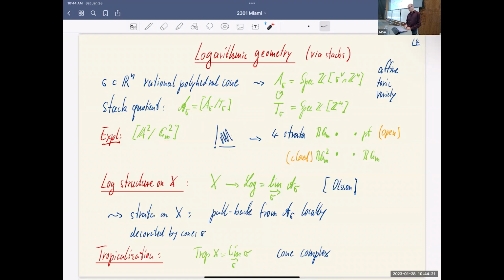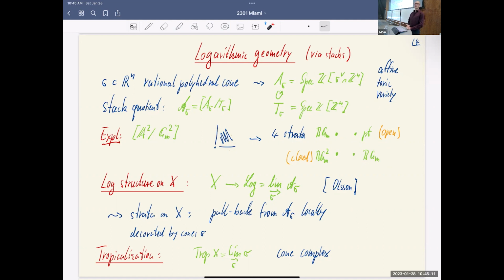So if you take A2 mod Gm squared, what you see is there's one big stratum, the open stratum, the torus, that just gives one point. That looks like an ordinary Spec K, but this point is actually open in your stack. It's a generic kind of thing. And then you have the origin that is just fixed, and you have a Gm squared action on it trivially, so that gives a BGm squared. And that's a closed point in the stack. And then you have these two mixed strata that correspond to the coordinate axes. So you have four points in the stack, and they're related by certain closures.